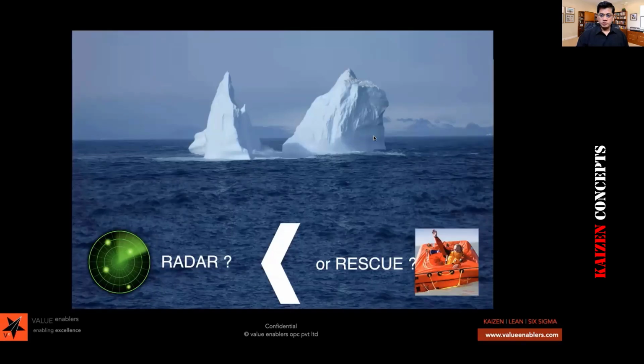There are two approaches in this. One is called the radar approach, and one is called the rescue approach. Now, what's the difference between radar and rescue approach? I'll just leave 10 seconds for people to comment. Preventive versus corrective. Any other thoughts? Proactive. Firefighting. Great. Rescue is reactive. Correct. So which approach is better? Radar.